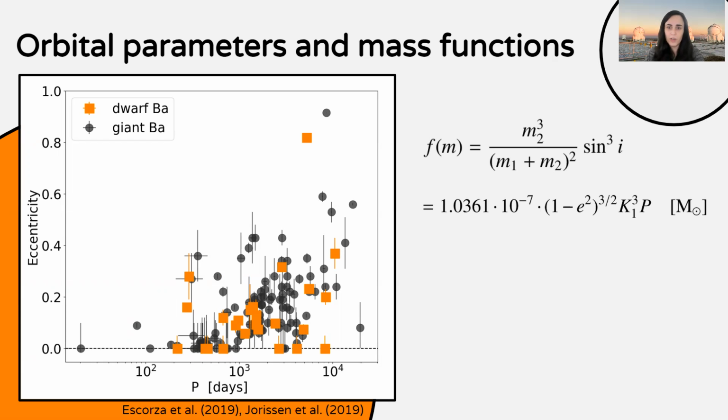The mass function is this relation that you see over here that relates your orbital parameters with the masses of the two stars of the system. We have M1 from the previous slide, and we want M2. However, we still don't know the inclination, and it's difficult to determine inclinations for single-line spectroscopic binaries.